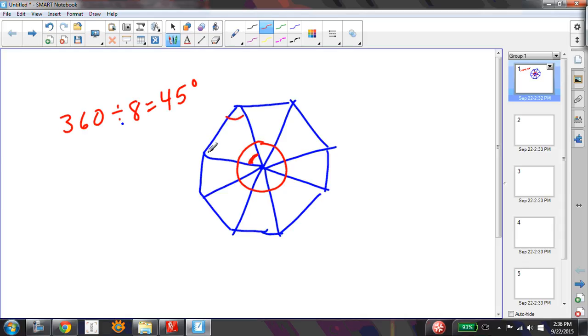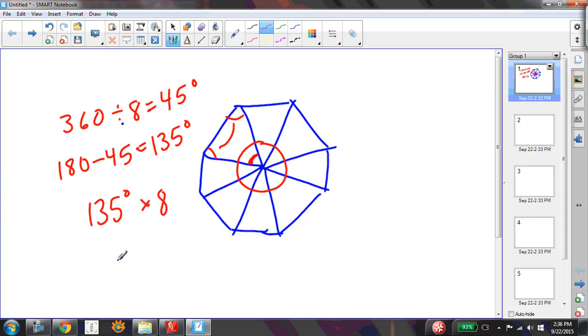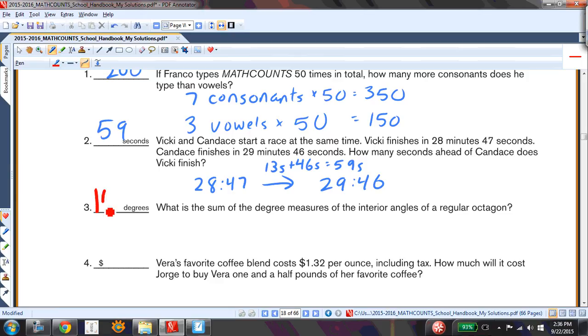That means that the sum of these two angles has to be 180 minus 45, and 180 minus 45 is 135 degrees. So the sum of these two angles is 135, and I have that 8 times, so it's just 135 degrees times 8, and it gives me the answer, which is 1080 degrees. So here I have 1080 degrees.